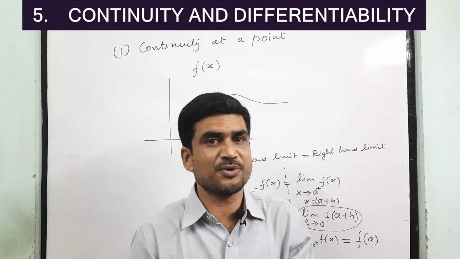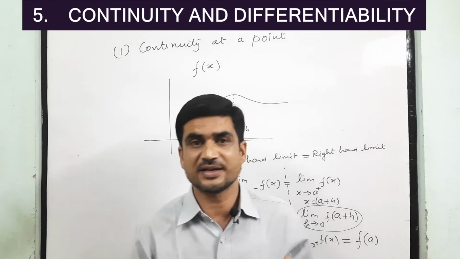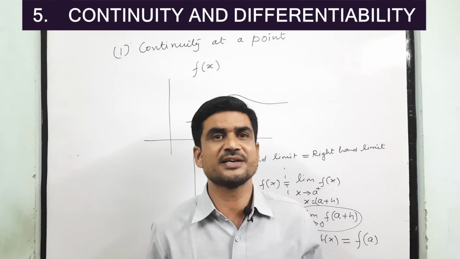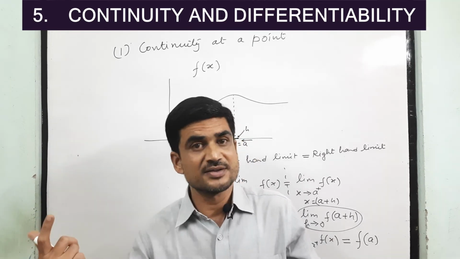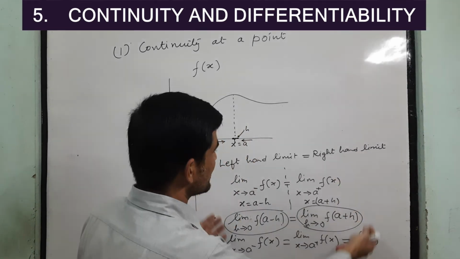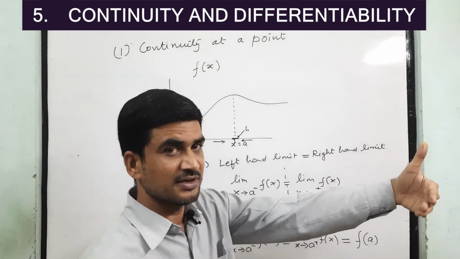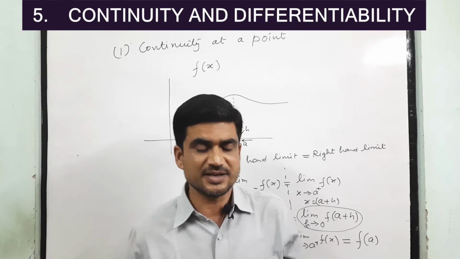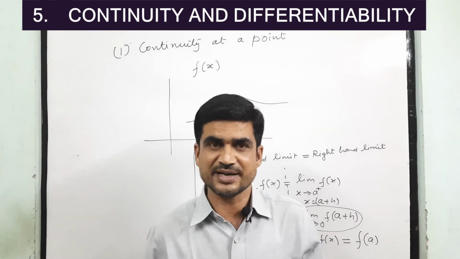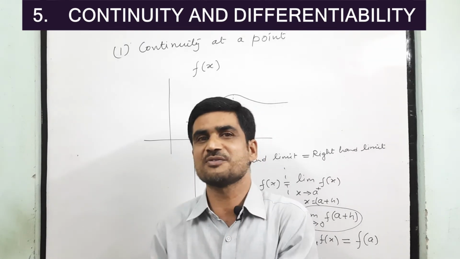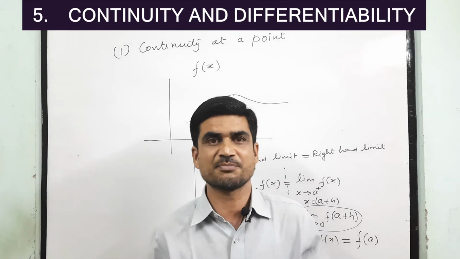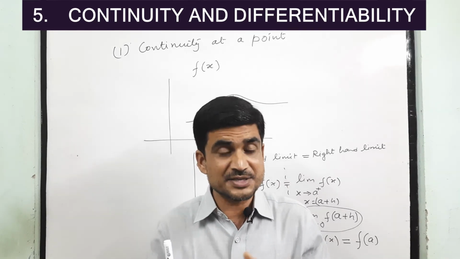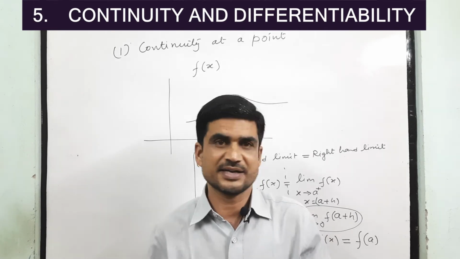So A is the point. If you have to find the continuity at any point, suppose you have to find the continuity of a function at B, you have to apply the same condition for the other point B. Is it clear? So once again, what is the condition? The left hand limit should be equal to the right hand limit, and these two values should be equal to the value of the function at that point at which you are finding the continuity.